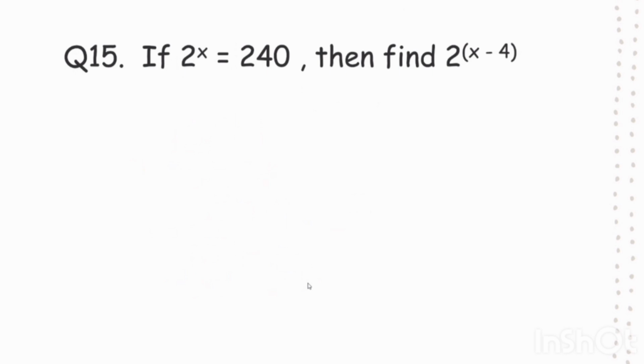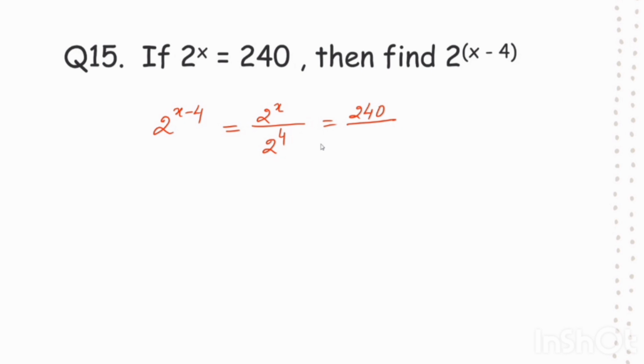Next, if 2 raised to the power x is equal to 240, then find the value of this expression. First, you have to write 2 raised to the power x minus 4. As we know, when we are dividing, the exponents are subtracted. So this expression we can write as 2 raised to the power x divided by 2 raised to the power 4. And 2 raised to the power x is given as 240.